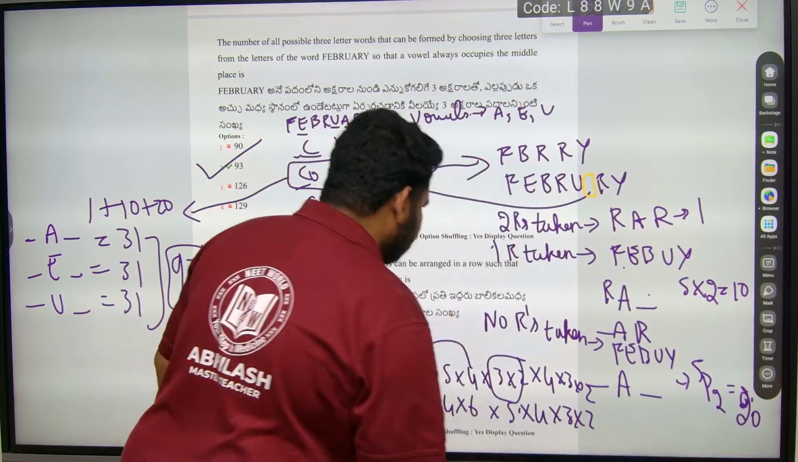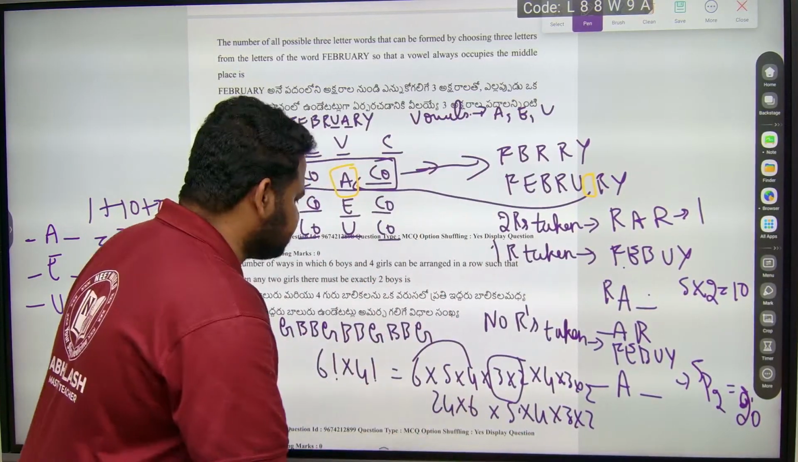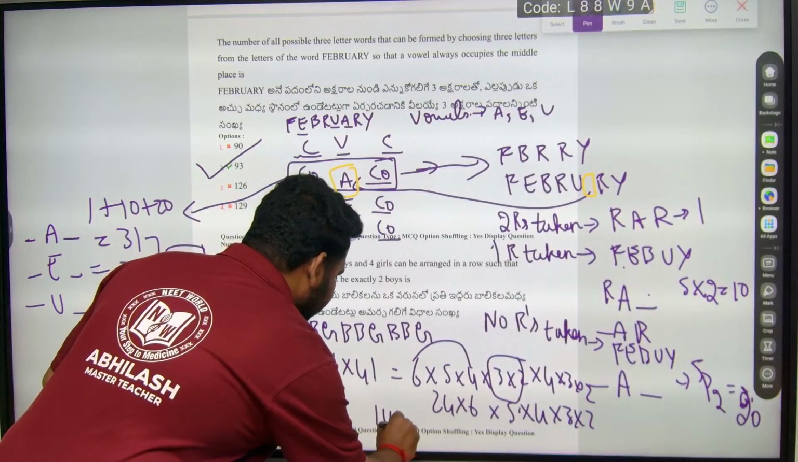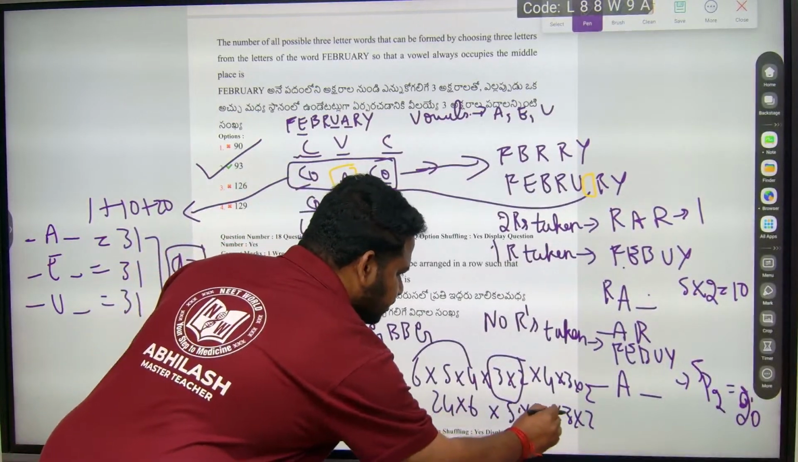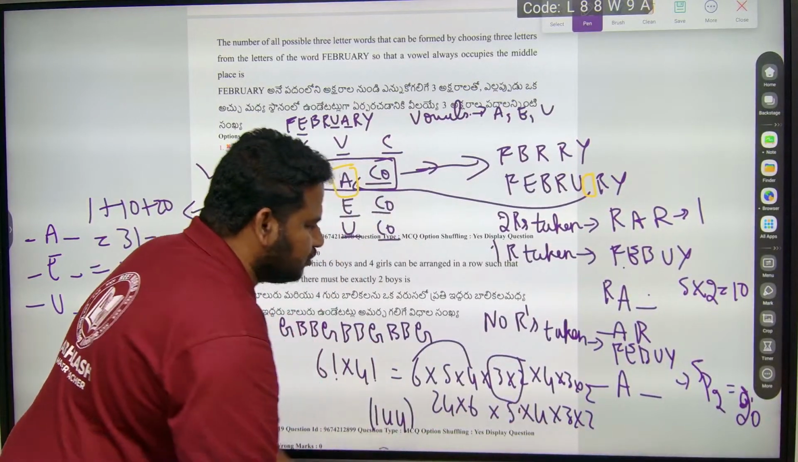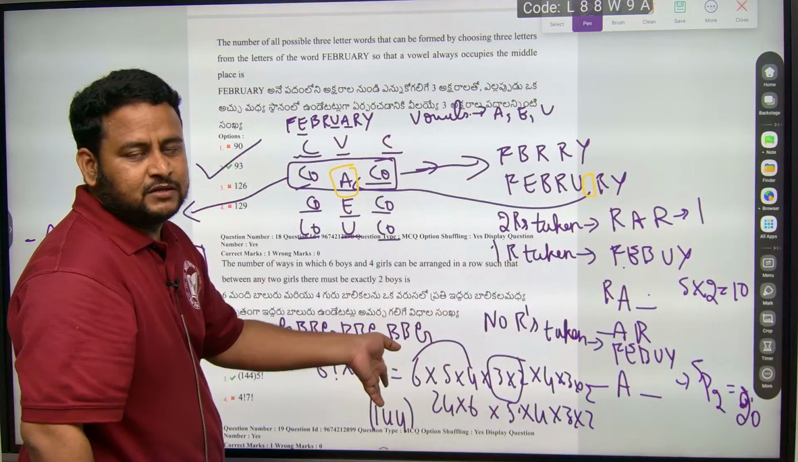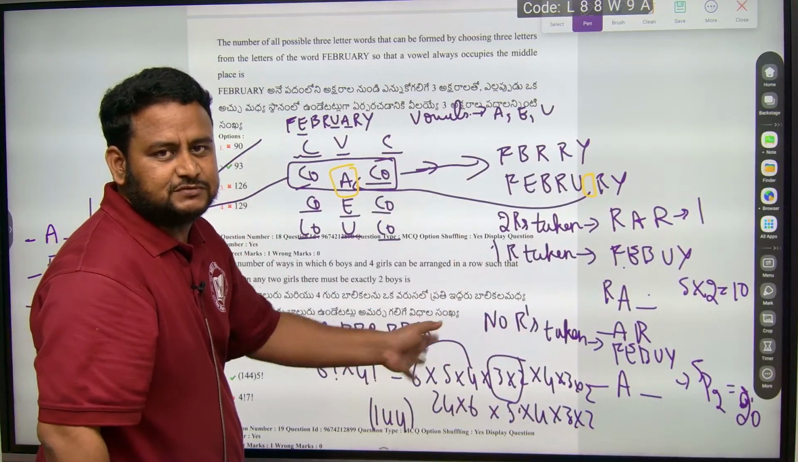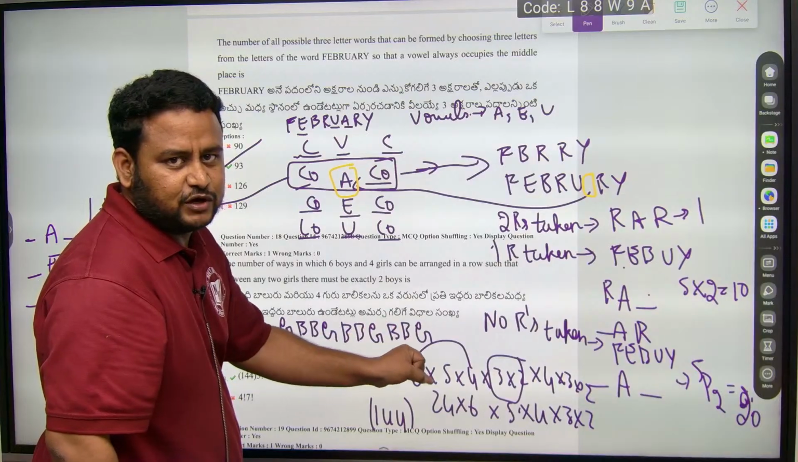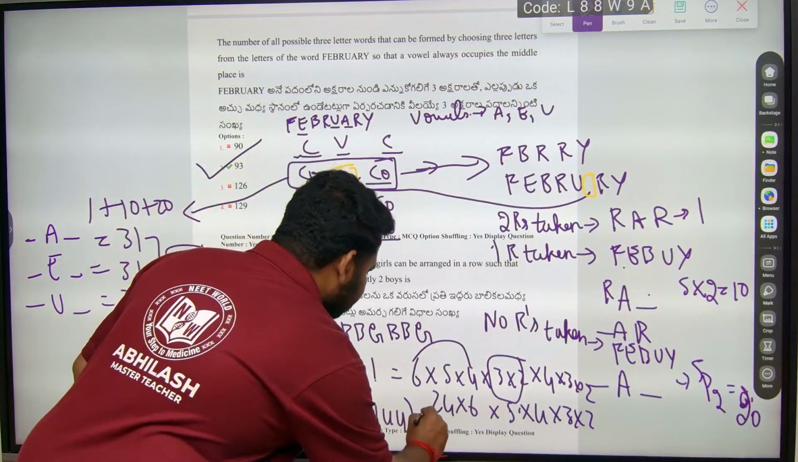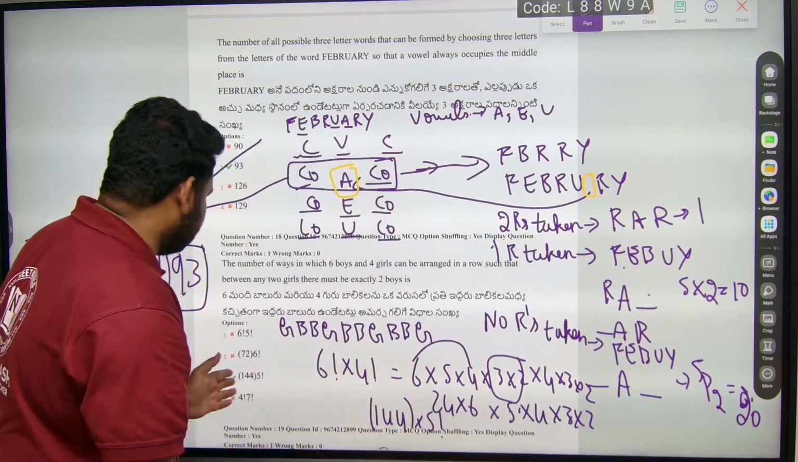So 24 into 6, I can write it as 144. This 5 into 4 into 3 into 2 is nothing but 5 factorial. 5 factorial means 5 multiplied by the remaining numbers lower than 5, that is 5 into 4 into 3 into 2, which is nothing but equal to option 3.